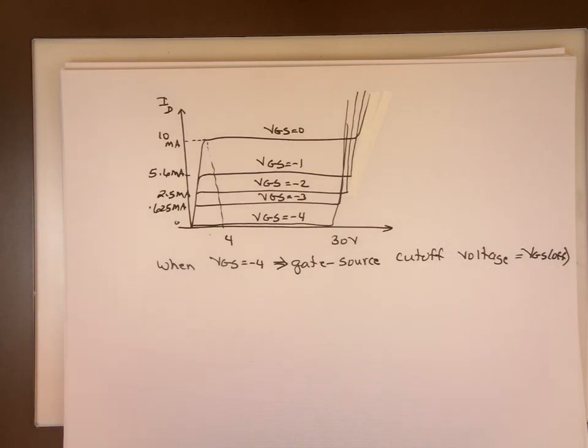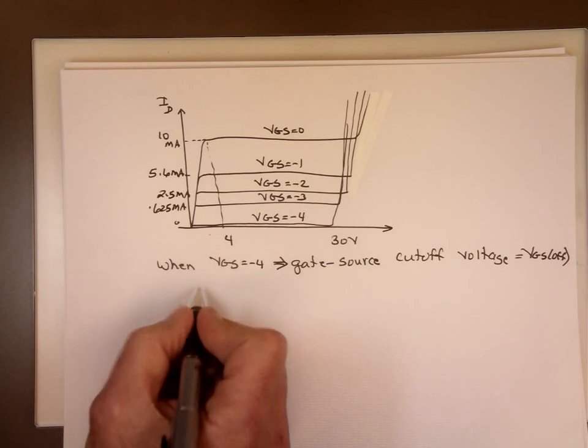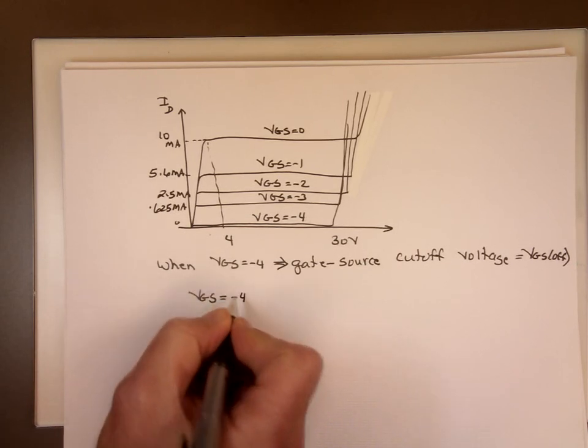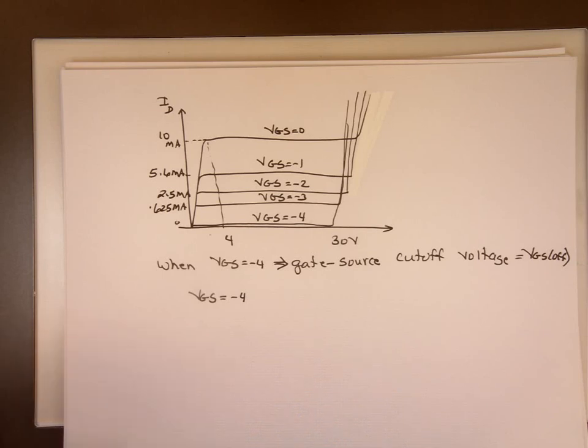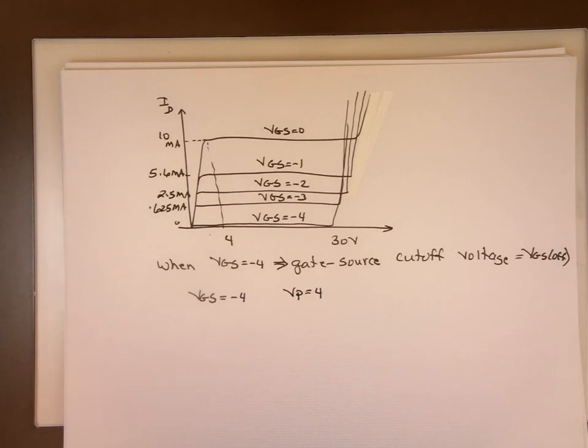What's interesting about that VGS, actually, if you look at my picture, the cutoff, that's when the current is 0, VGS happens to be negative 4. And the pinch-off voltage happens to be what? 4. Now, it seems like coincidence there, but that's not really the case.